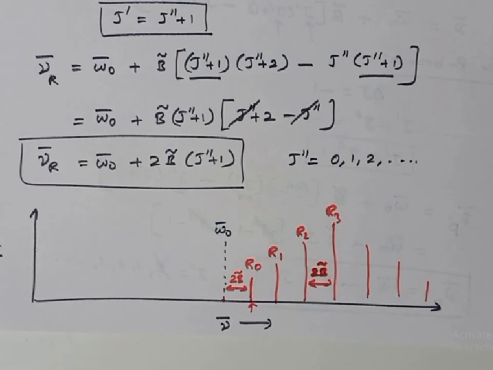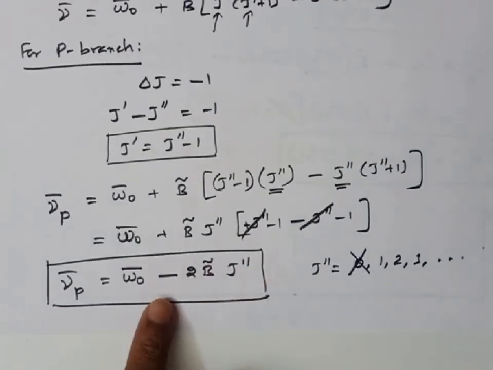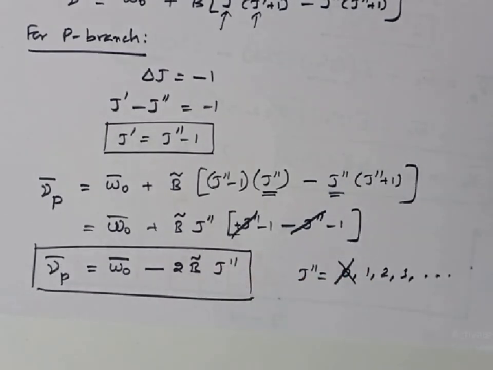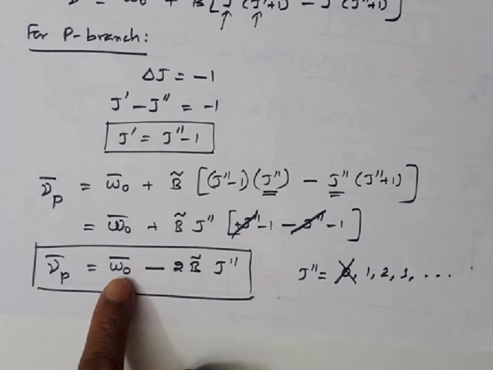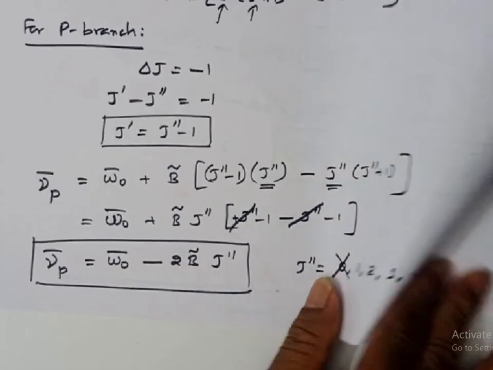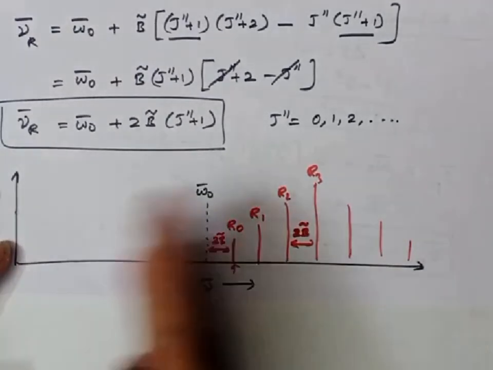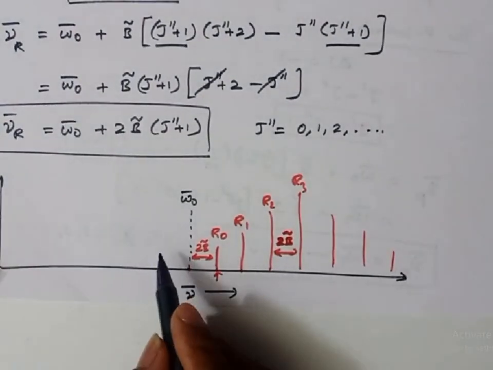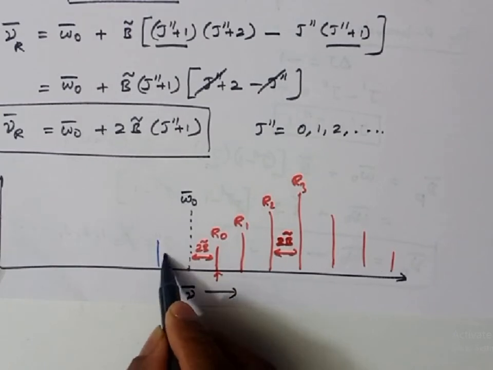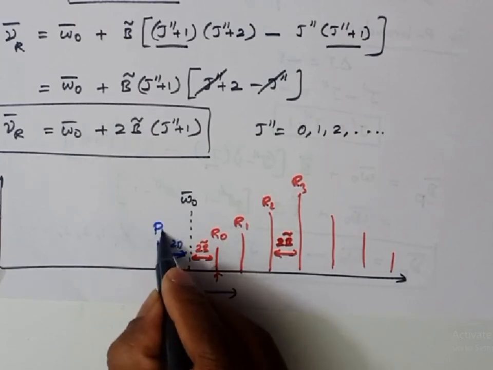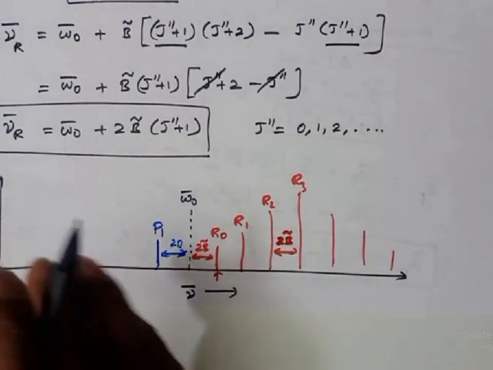What about the P branch lines, students? Where will the first P branch line appear? Let me show the formula here. This is the formula for P branch, and the first J double prime value is 1. So if you put 1 here, you get omega naught bar minus 2B. Minus 2B means left hand side, correct? You have to subtract. So the first P branch line will appear with a gap of 2B in the lower frequency side. I'll put this as P1. Second P branch line.